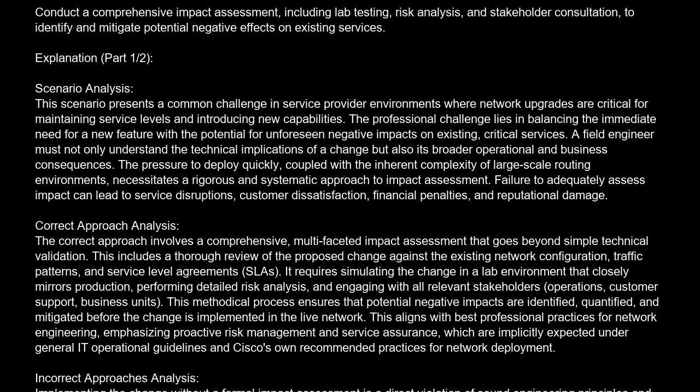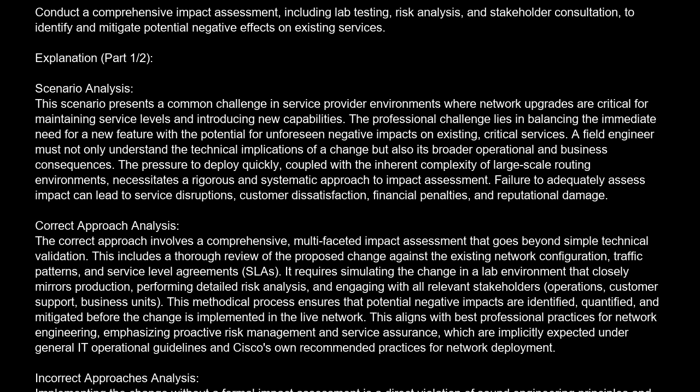A field engineer must not only understand the technical implications of a change, but also its broader operational and business consequences. The pressure to deploy quickly, coupled with the inherent complexity of large-scale routing environments, necessitates a rigorous and systematic approach to impact assessment. Failure to adequately assess impact can lead to service disruptions, customer dissatisfaction, financial penalties, and reputational damage. Correct approach analysis. The correct approach involves a comprehensive, multifaceted impact assessment that goes beyond simple technical validation.